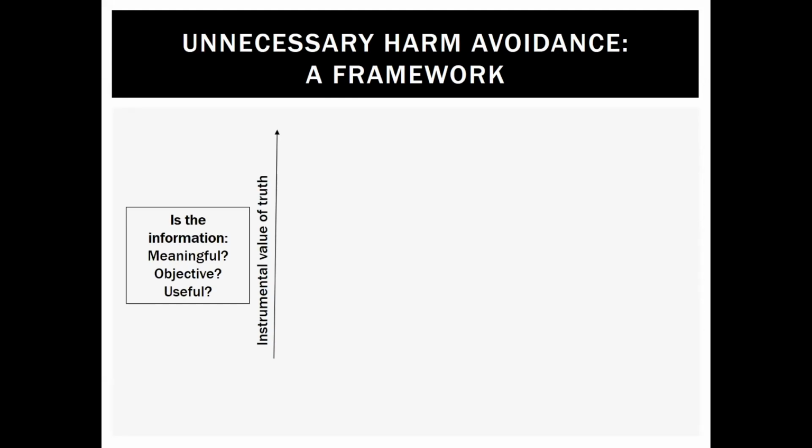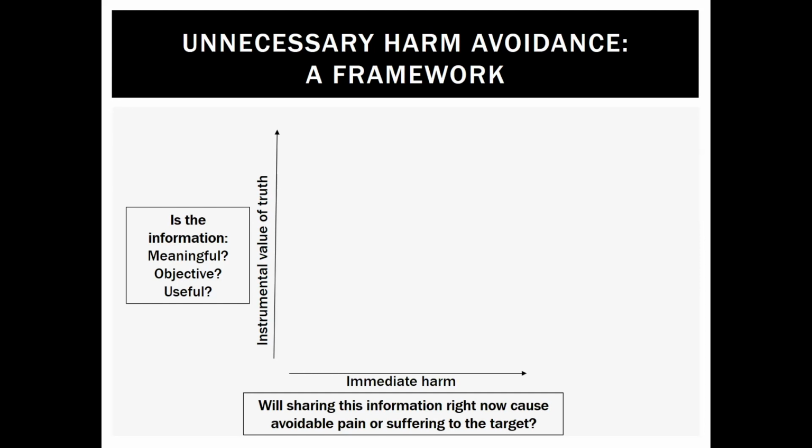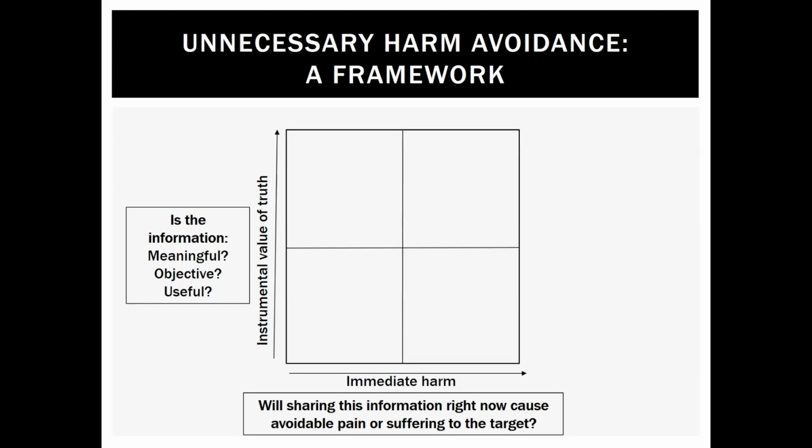To what extent do you think someone would learn something meaningful that could lead to behavioral change from the truth? And they're weighing this against the immediate harm of truth. Will information sharing right now cause avoidable pain or suffering to the target? And so from those two dimensions, it becomes clear that for the most part, people believe you should tell the truth, right? Even if you're going to cause immense immediate harm, but that harm has instrumental value. You can learn, you can grow, you can cope with that information. People seem to perceive that as necessary harm. They believe truth telling is acceptable and ethical.